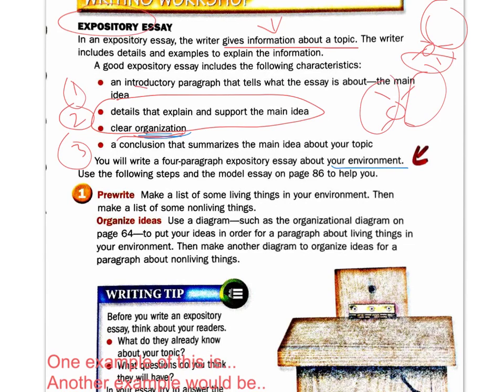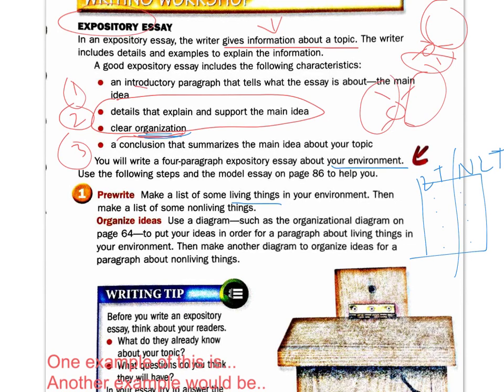Use the following steps and the model essay on page 86 to help you. So pre-writing, make a list of some living things in your environment. Make a list of some non-living things. So you're being asked to make a list. Some living things and make a list of some non-living things. These are things in your environment.